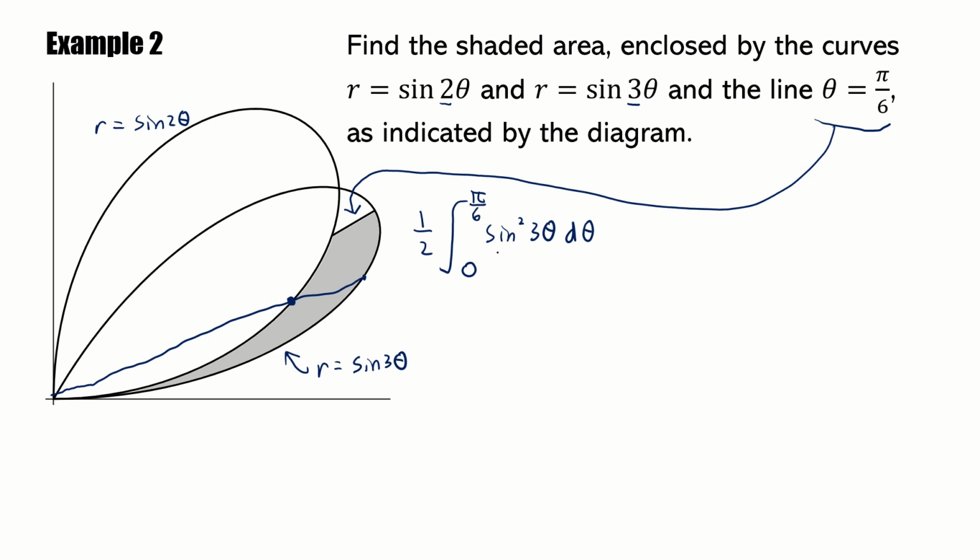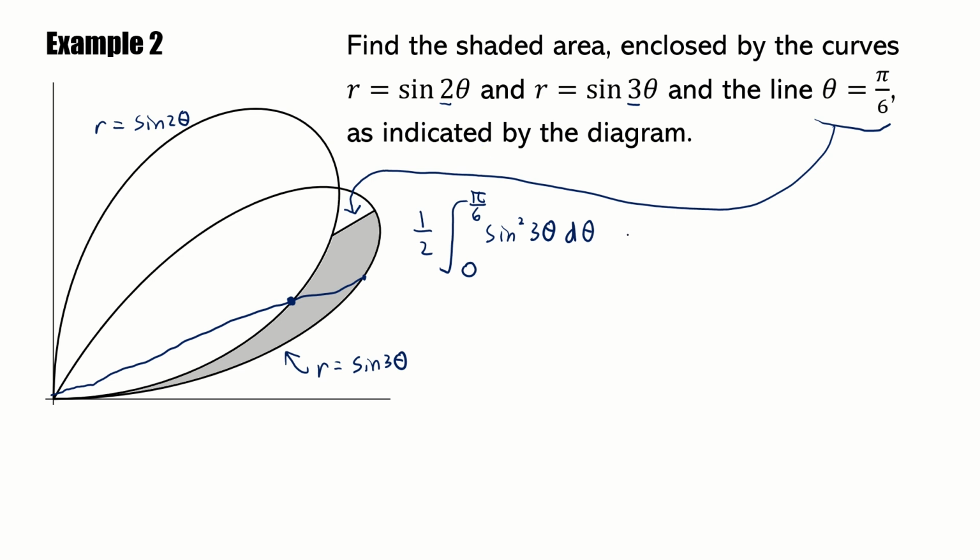Pi over 6 was given to us in the question as the part where the area was ending, but then theta equals 0, well, logically you should know that r equals sine 2 theta and r equals sine 3 theta are starting at theta equals 0. Not necessarily as a fact off by heart, but just numerically you can see that if you plug theta equals 0 into both those graphs, you get r equals 0, and r equals 0 is the pole.